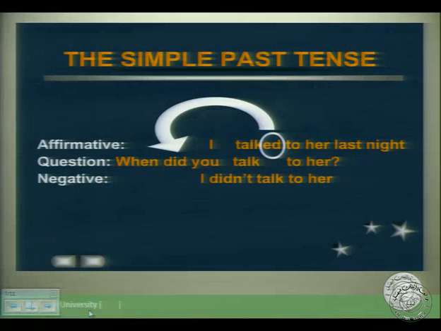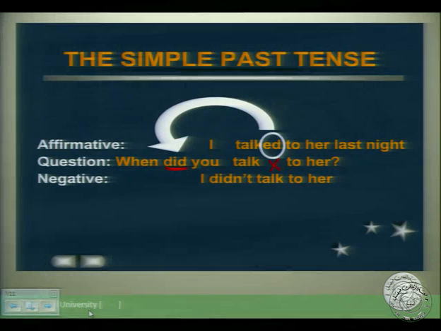Affirmative: I talked to her last night. When did you talk to her? I didn't talk to her. This is very important, that when you have the sentence I talked to her last night, and then we want to make a question, when we have did, we delete the ed. There is no ed in the sentence. Why? Because we have did. This is the rule. Why? We don't know. This is the English language.